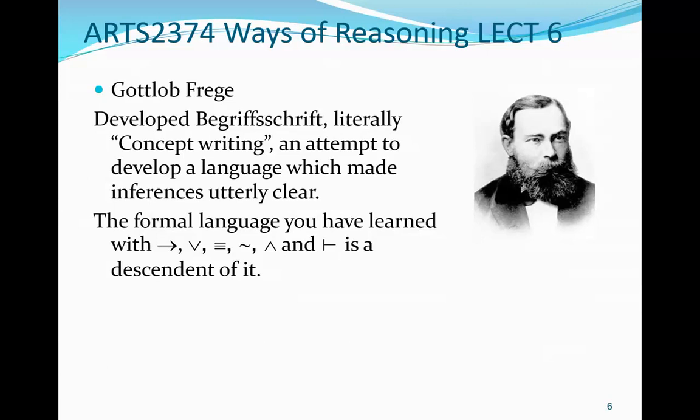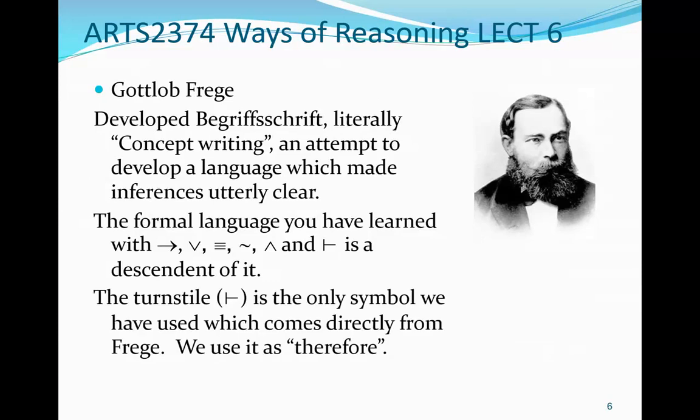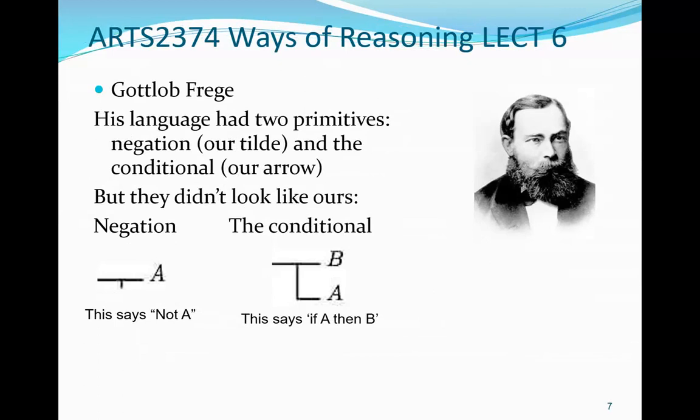But it's actually syntactically a little bit different, because only the turnstile, which we use to mean "therefore", is the only thing that directly comes from his Begriffsschrift. There are terms in there with the same meanings, but they don't look the same. Frege's language had two primitives that he defined everything else in terms of, and they didn't look like ours. He had the two primitives, negation, which is our tilde, and the conditional, which is our arrow, but they didn't look at all like ours.